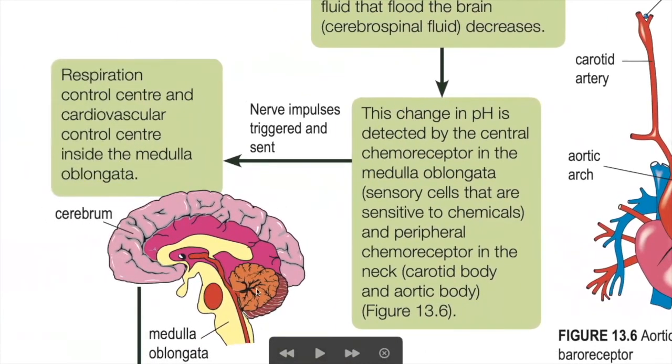So chemoreceptor. Okay, kita pergi kepada brain dahulu ataupun medulla oblongata. So apa yang terjadi adalah chemoreceptor tu dia. Okay guys, cikgu minta maaf tadi ada line tak berapa nak elok. Jadi cikgu terpaksa buat video baru. Okay, tak apa, sekejap.